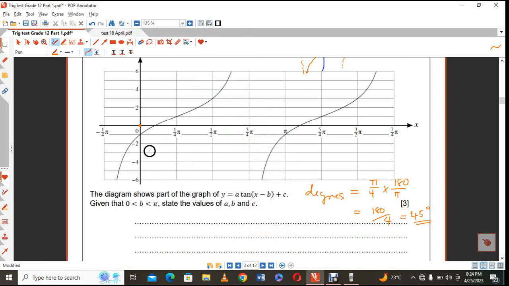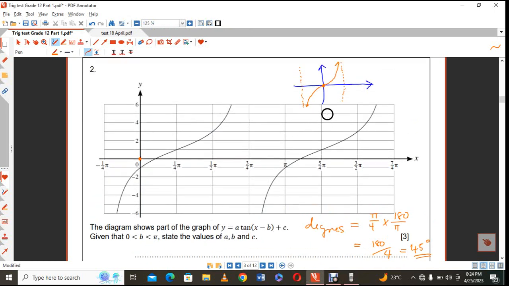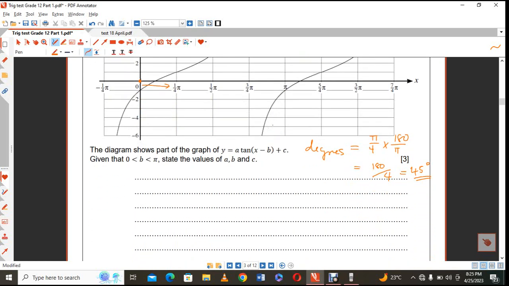Okay, so this whole graph here, what I was now trying to explain, the normal tangent function obviously is at the origin, but you can see that this whole graph has moved. It has moved horizontally by a whole 45 degrees, or a whole 1/4 pi radians. So if I was to write down the equation of the function here, y equals a, and then you have tangent of x minus b plus c.